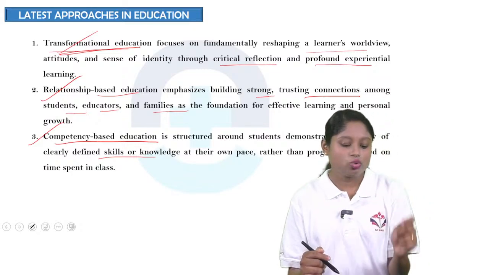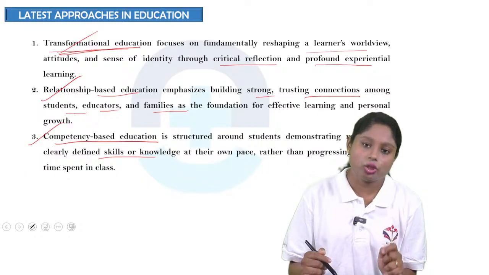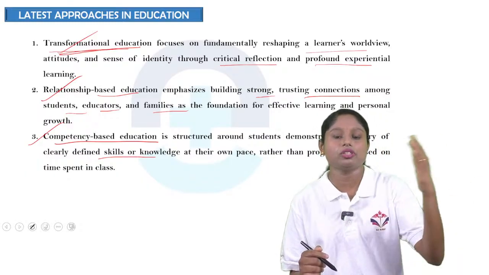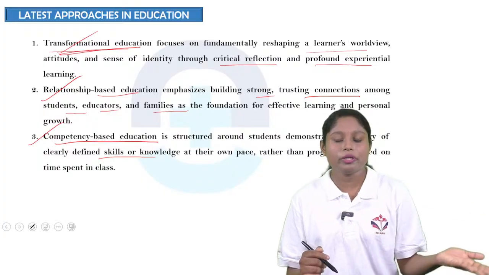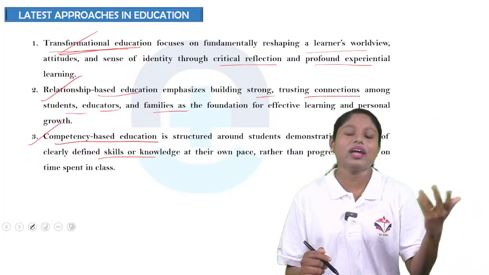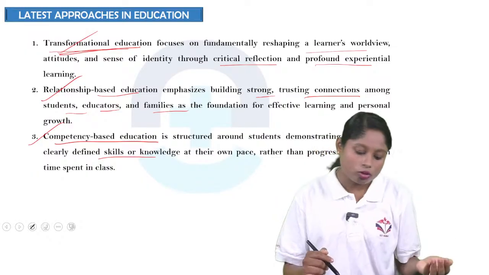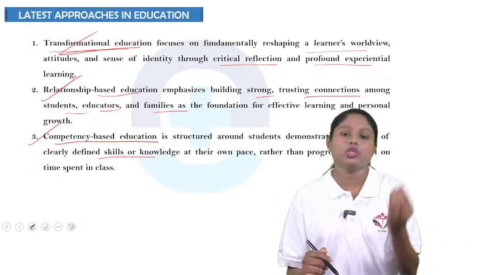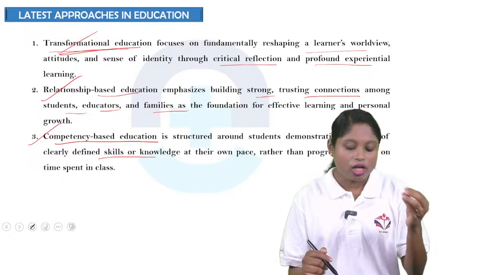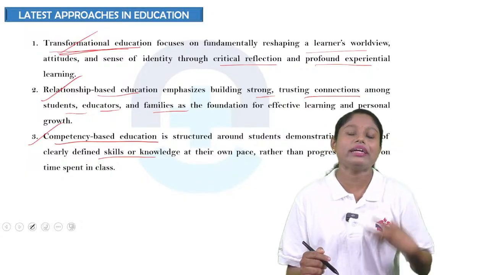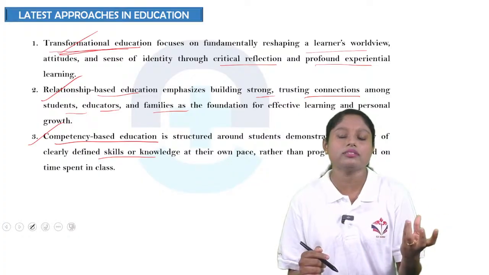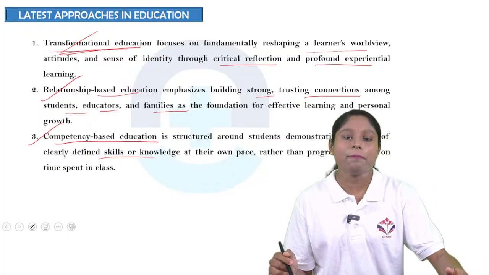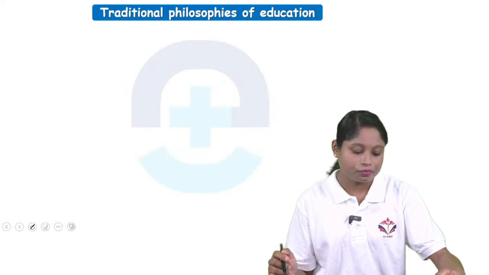So these are the three latest approaches in education. First, we are transforming one person's worldview, thinking and attitude through education. Also, relationship-based education emphasizes the connection between the teacher, student and the families. And competency-based education is where we are developing the skills or competencies of that particular individual. So these are the latest approaches in education.